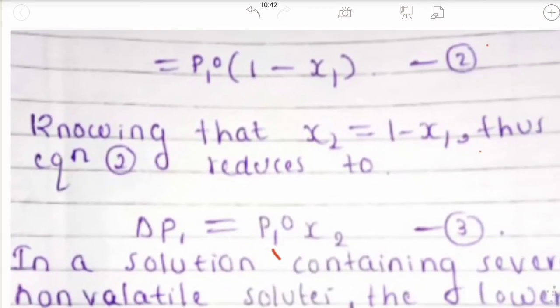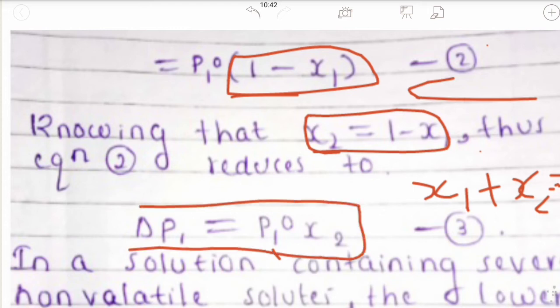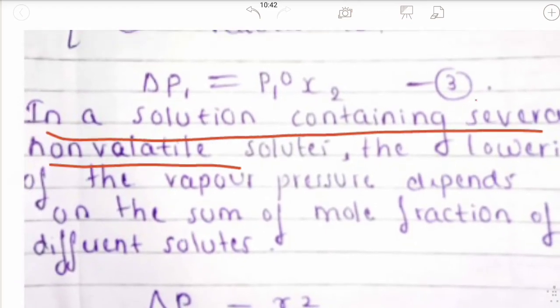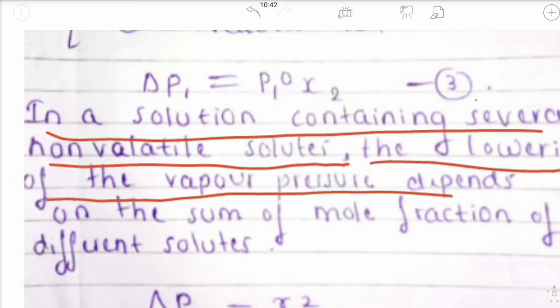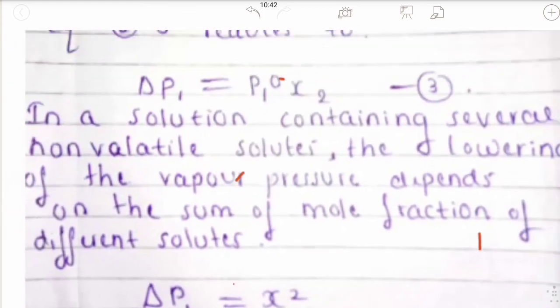We know that the sum of the mole fractions is equal to 1, that is x1 plus x2 is equal to 1. So x2 is equal to 1 minus x1. Instead of 1 minus x1, we can put x2. That is delta P1 is equal to P1 naught x2. In a solution containing several non-volatile solutes, the lowering of the vapor pressure depends on the sum of the mole fractions of the different solutes. So x2 is equal to delta P1 by P1 naught.